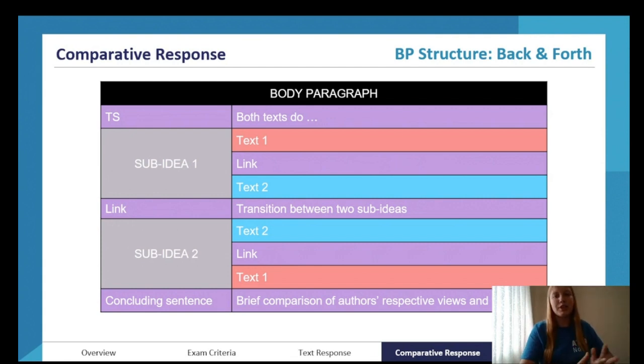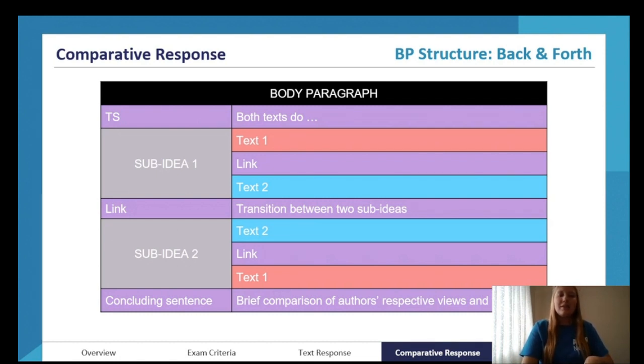So how do we structure? You might be doing a different structure in school. If it works for you, it works. This is a really good structure to follow for comparatives. Topic sentences, both texts do something. Some kind of similarity, right? Then we'll have our first sub idea.